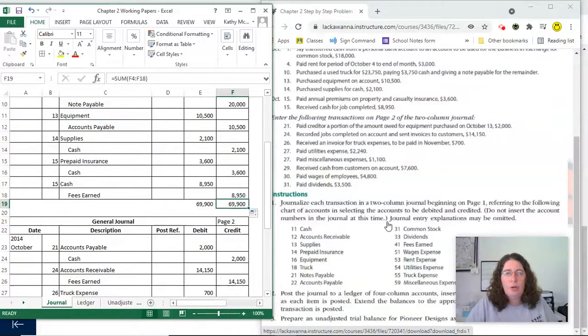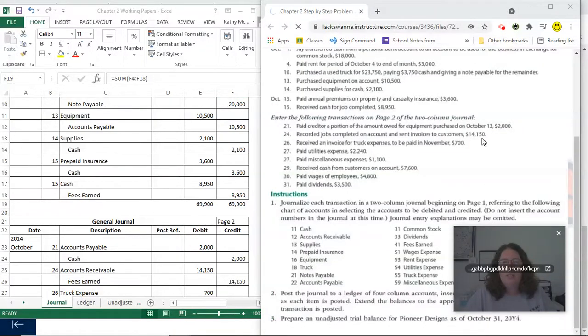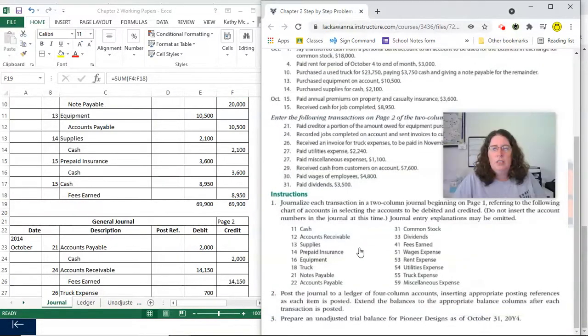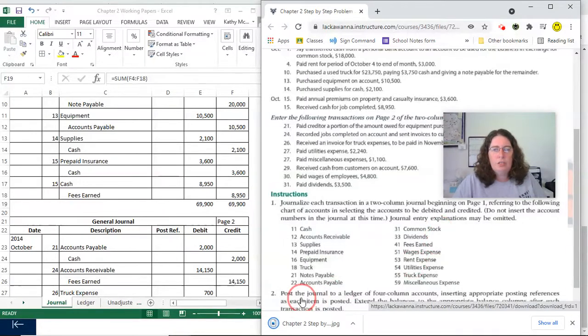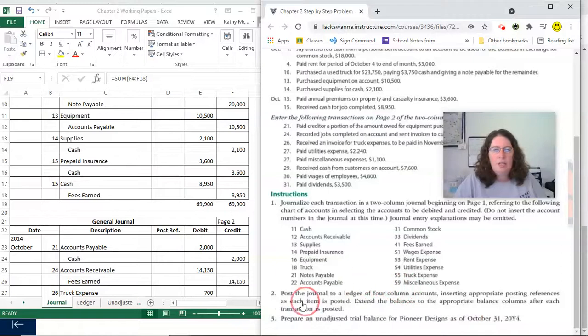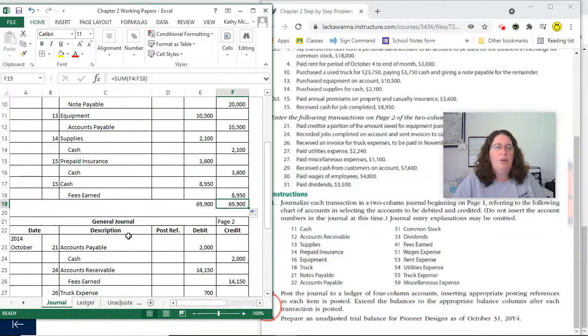So that is step 1, that we journalized each transaction. Okay. Oh, come on, video. There we go. Step 2. Post the journal. Somehow I downloaded something. Post the journal to a ledger of 4-column accounts, inserting appropriate post references as you go. Okay, so what we're going to do is down here, you'll see a tab that says Ledger.